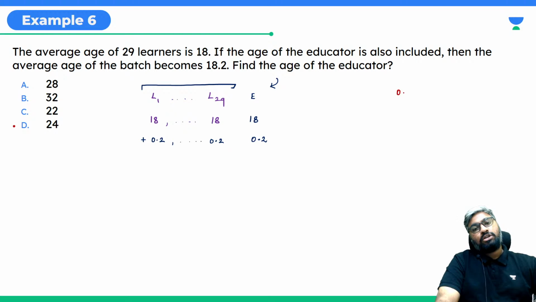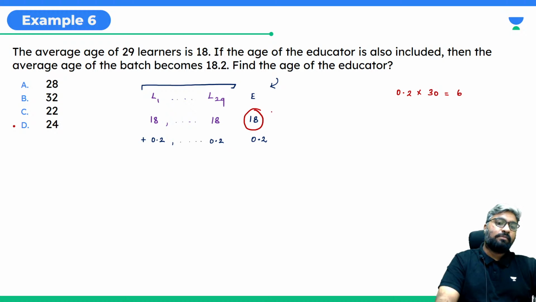So 0.2 increased for how many people? 29 plus 1, 30 people, which is 6. So the 18 already assumed age, plus 6, will give us what? 24 years.